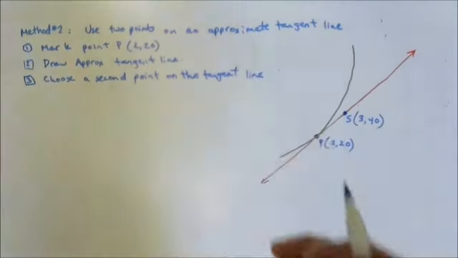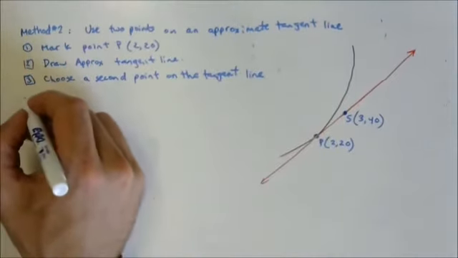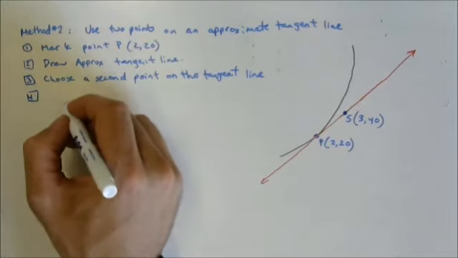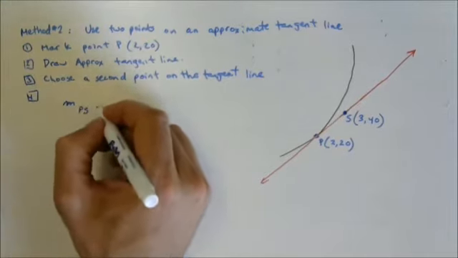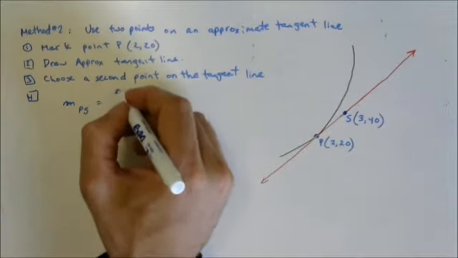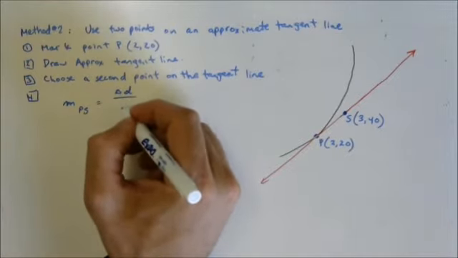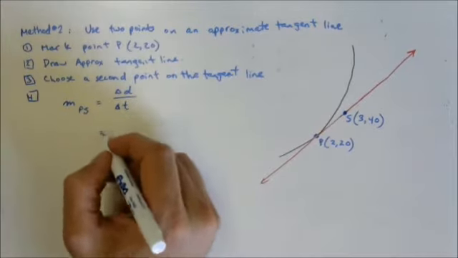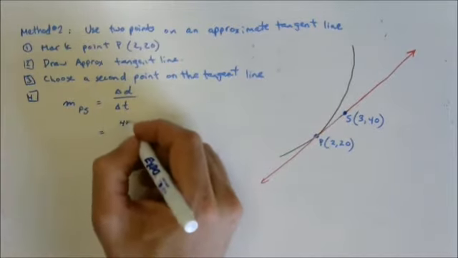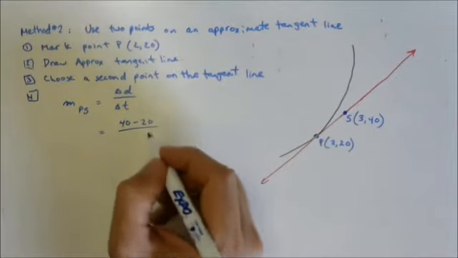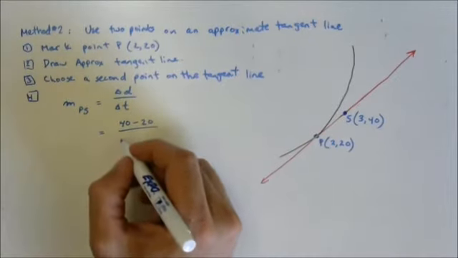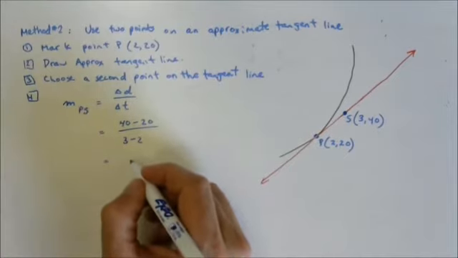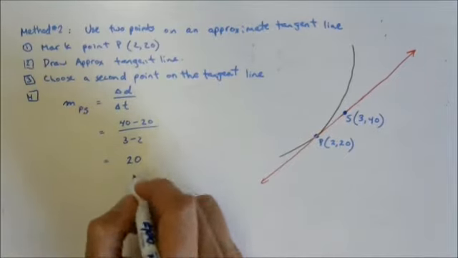Choose a second point on the tangent line, and then find the slope of that approximate tangent line by using delta d, the change in distance, over the change in time. In this case, we have 40 minus 20 for our distance, and 3 minus 2 for our time. We end up with 20 over 1, which is 20.